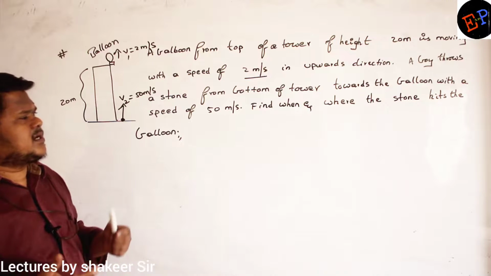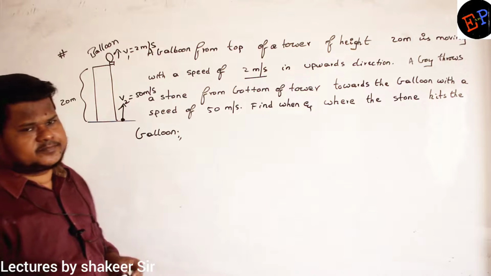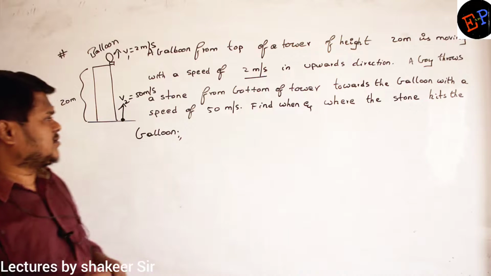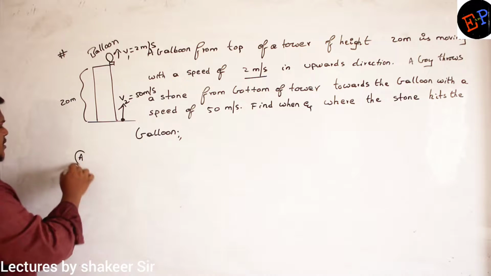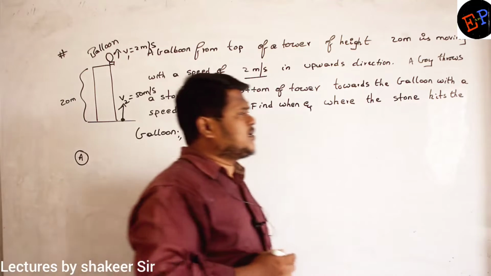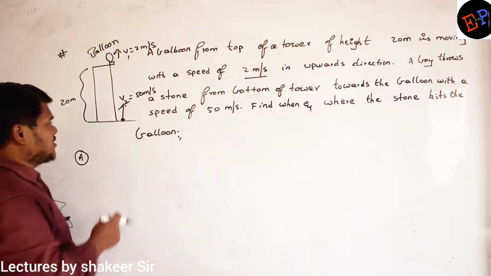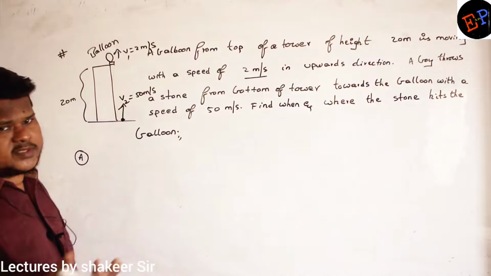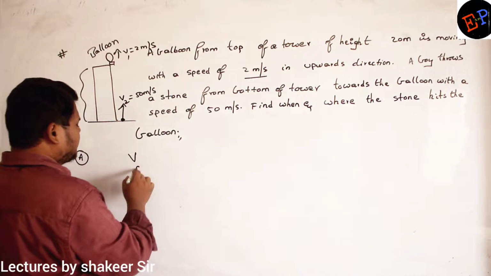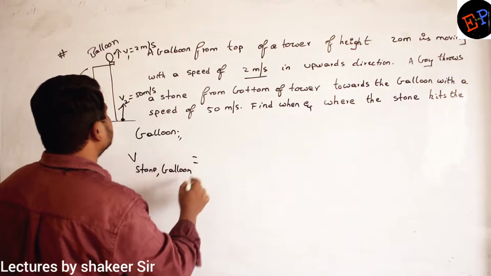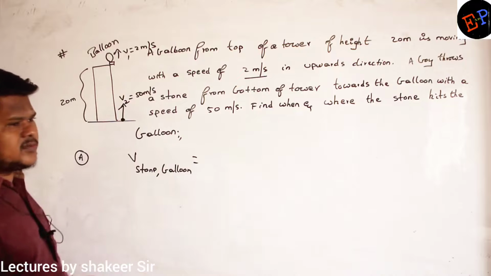Now, by using kinematics also we can solve it, but we are trying to solve by using relative motion. So how can I solve this problem by using relative motion? First of all, you take the relative velocity of the stone with respect to the balloon. That's how we take relative velocity. Both of them are moving in upward direction initially.